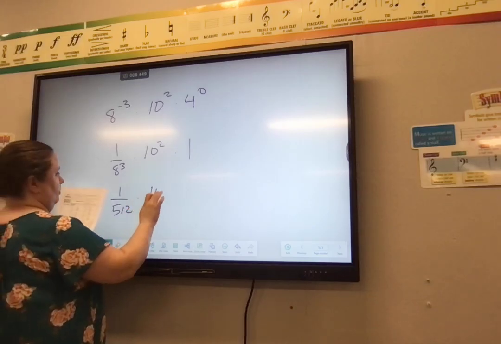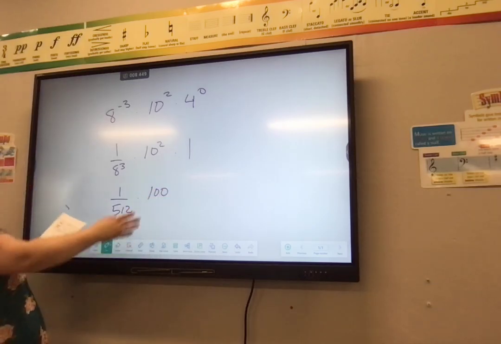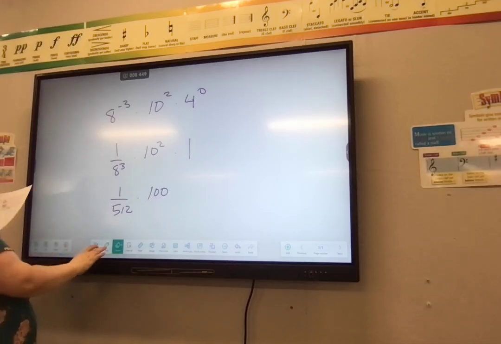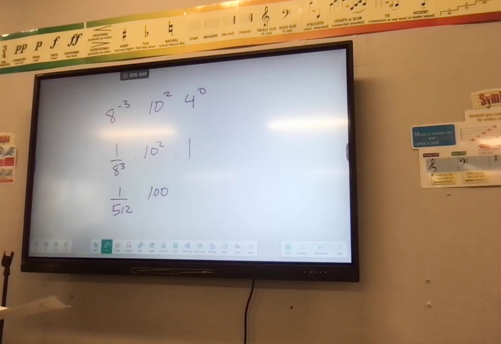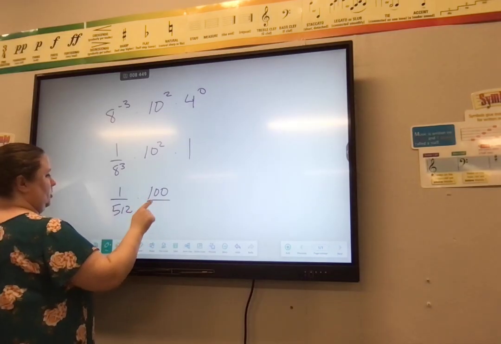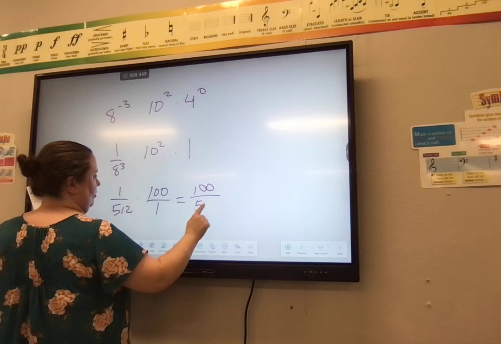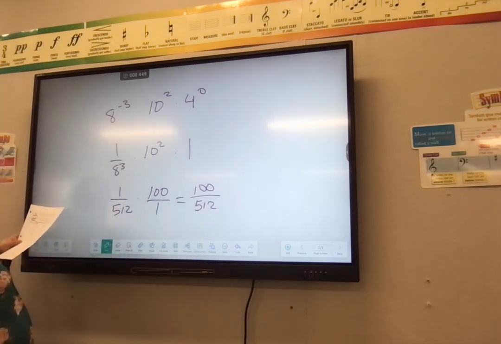100. This whole thing times 1 is just going to be whatever this whole thing is, right? So I can leave the 1 off. All right, so now we multiply straight across. This is a whole number over 1. So I get 100 over 512, correct? Can I simplify that?